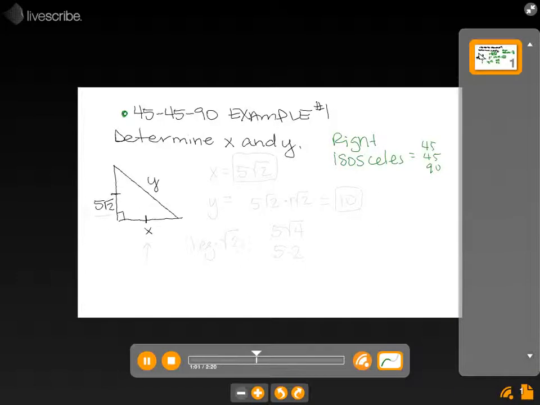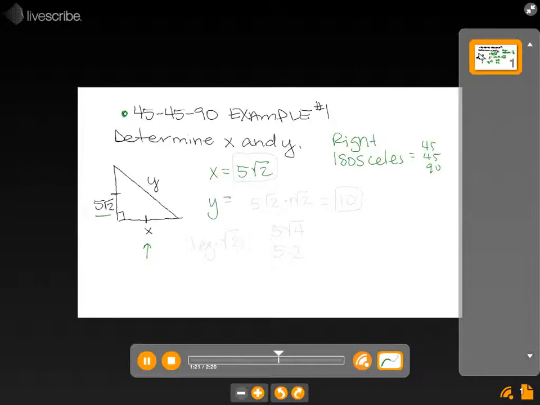So we know that one of the sides is 5 root 2, and we need to figure out what x and y are. Well, they're marked congruent, the two legs of the triangle, and since one side is 5 root 2, that means x would have to be the same thing, because they're congruent. So x is also 5 root 2.